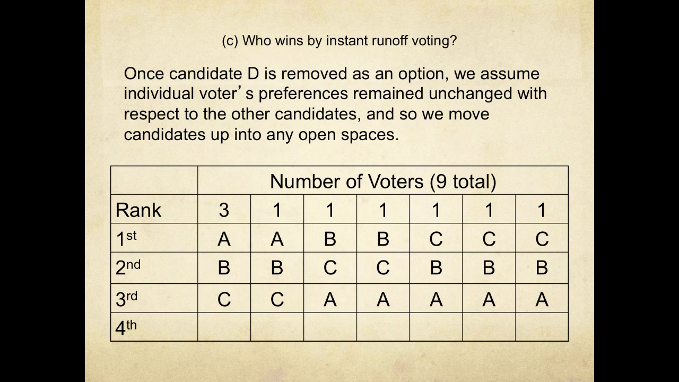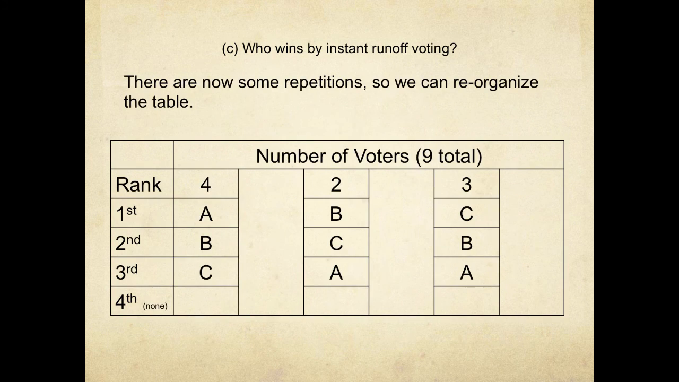Now we can see, is there a candidate that has a majority? And if there was, that would be the winner. Otherwise, we continue removing candidates. So we still have nobody with a majority. And at this point, B has the fewest number of first place votes. So B is going to get crossed out next.